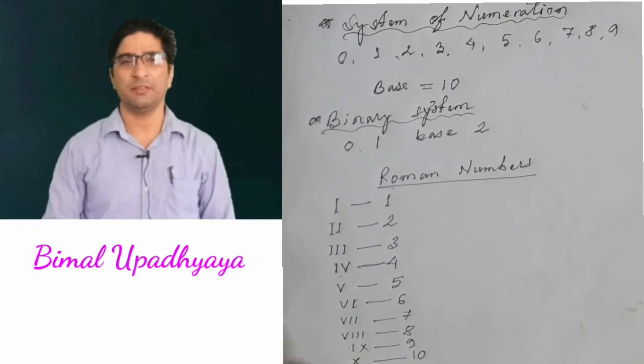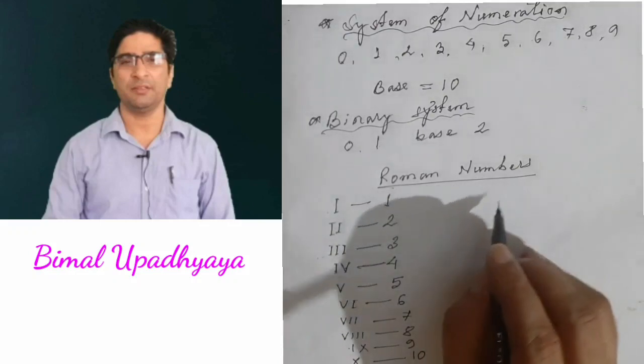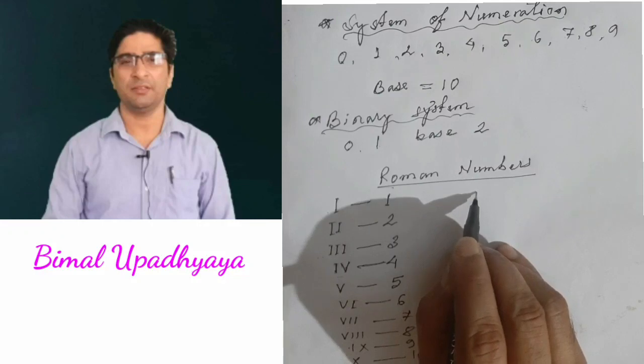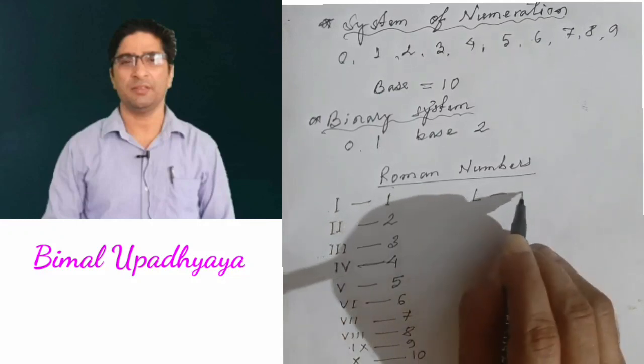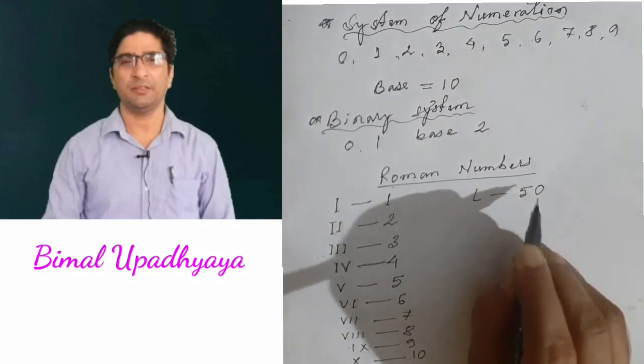Similarly, if you go for 11, then we place the I on the right, and it will be 11. Similarly 12 is X double I. Now another symbol we get here is L. L is 50.